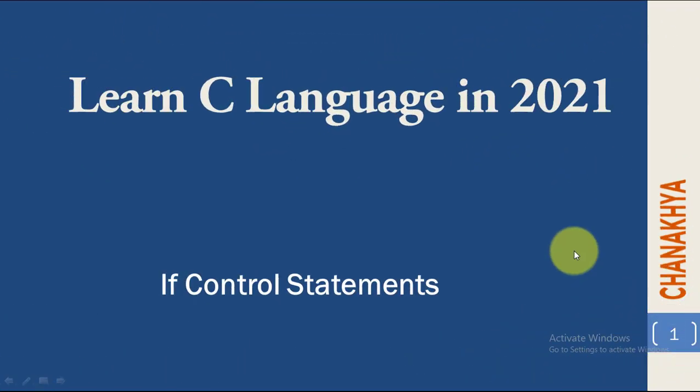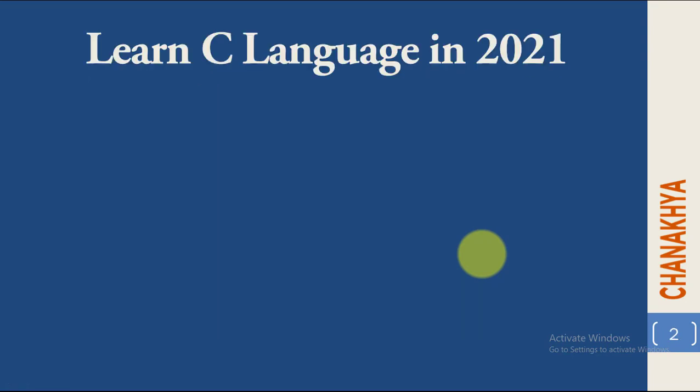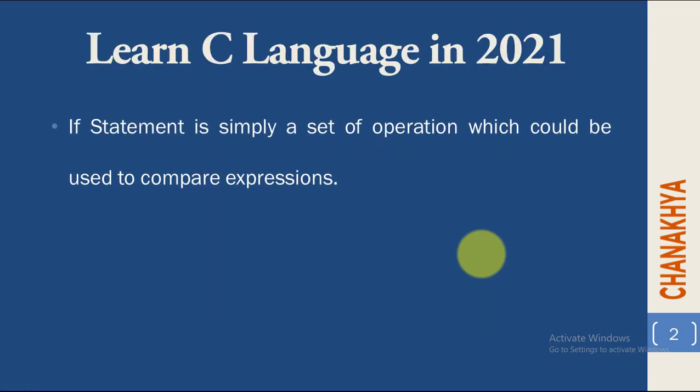Welcome back, and in this video we are going to look at the if control statement used in C. This is one kind of control statement that is used to control the flow of the program. So first of all, we need to understand the if control statement.